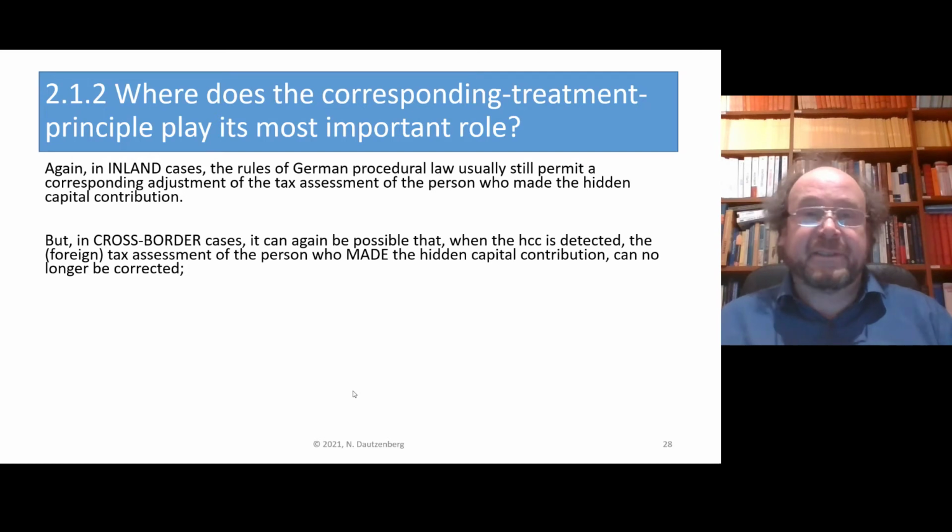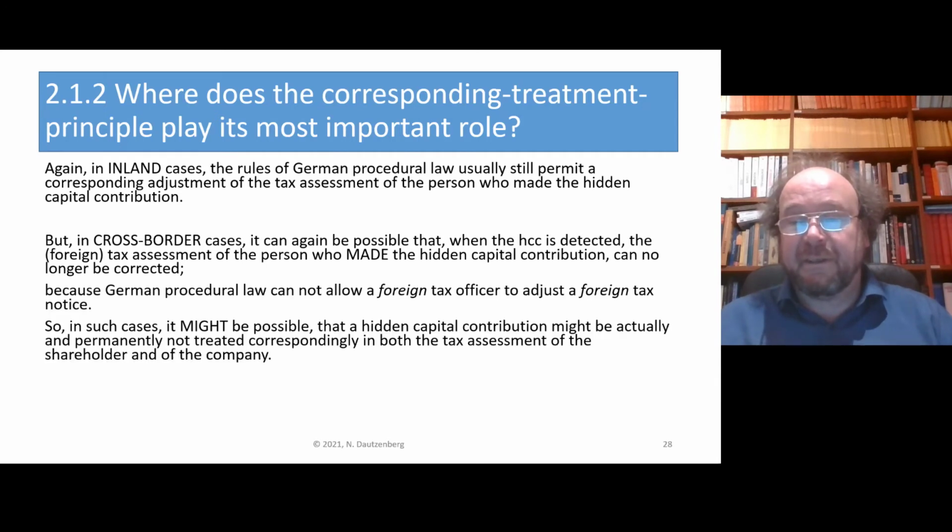And if the tax assessment of the shareholder can no longer be adjusted, then we draw the consequences at the level of the receiving company. Okay.